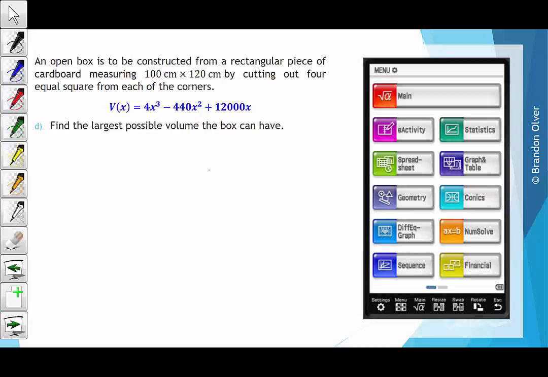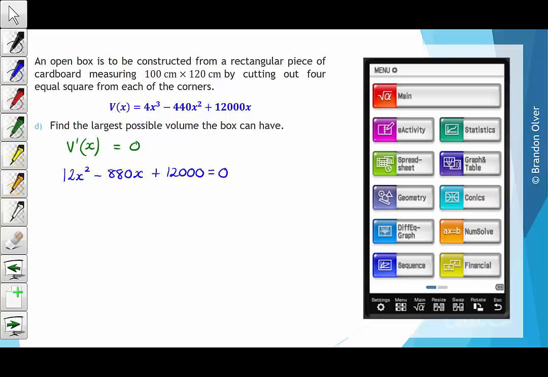So for part D, we need to find the largest possible volume the box can have. And in blue, we've got our expression for the volume in terms of x, which we found previously. So to find a maximum, we need to get the derivative, which is going to be v dashed of x, and let that equal 0. And that'll find any stationary points on our curve. So the derivative, we can use our power rule, and that will become 12x squared minus 880x plus 12,000. And we need that to equal 0 to find any stationary points. So we can use our calculator to solve that for us.